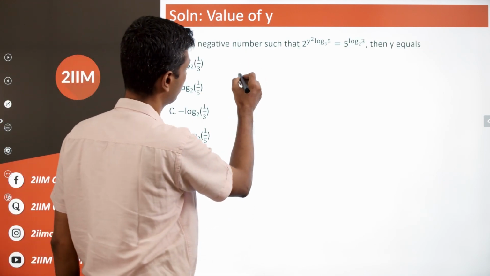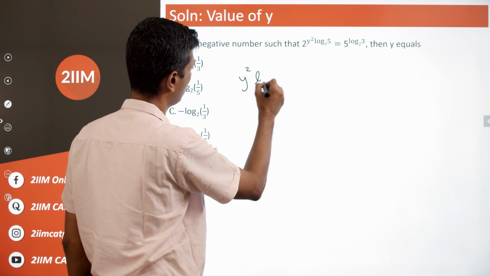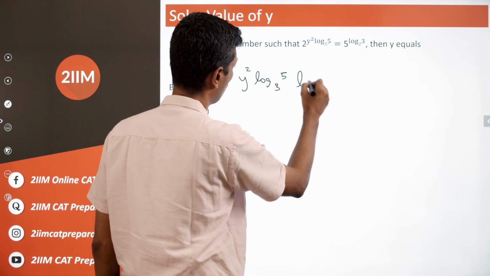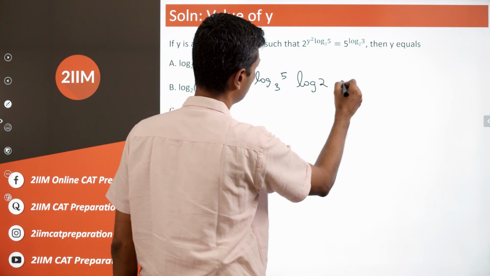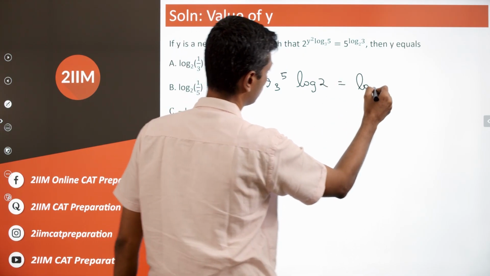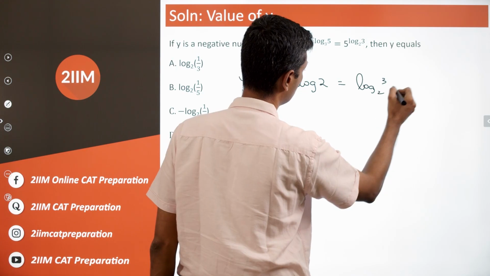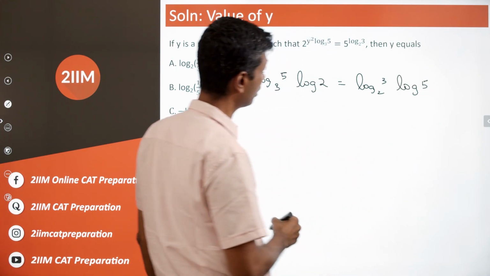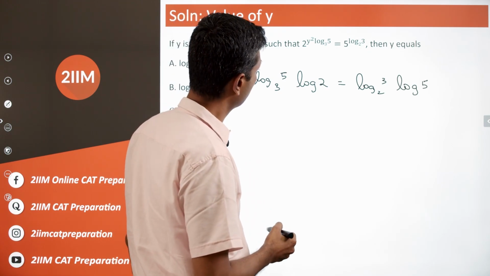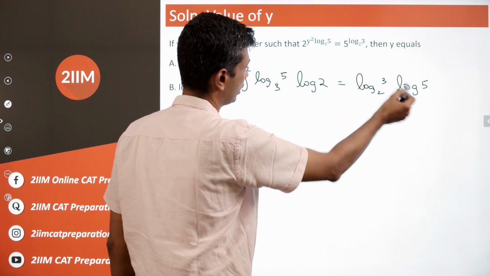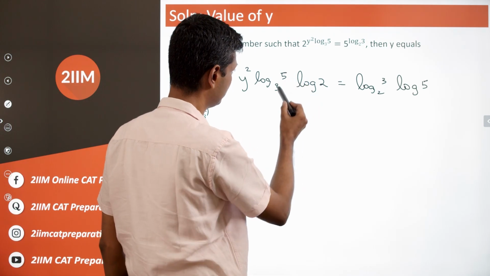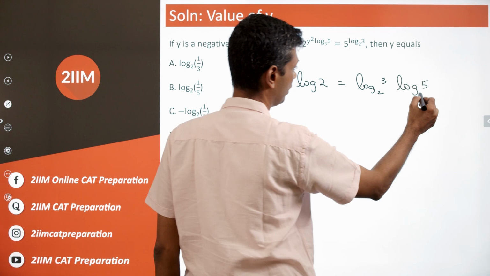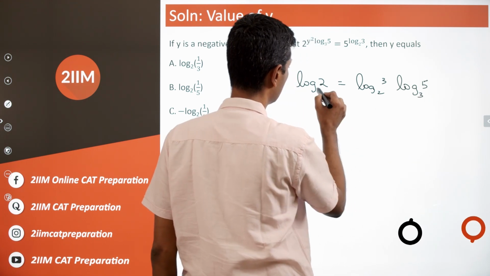So this becomes y square log 5 to the base 3 times log 2 is equal to log 3 to the base 2 times log 5. This is 5 power log 3 to the base 2, so this will be log 3 to the base 2 times log 5. Log 5 to the base 3 here and a log 5 here. So we can choose the base to be 3. It's in our hands. We can choose any base.